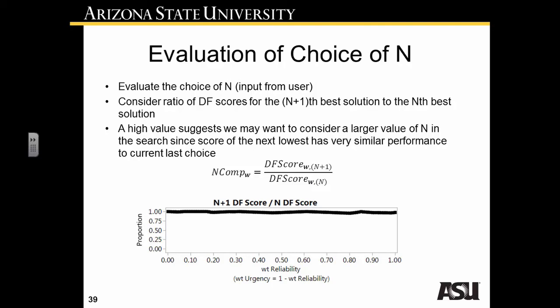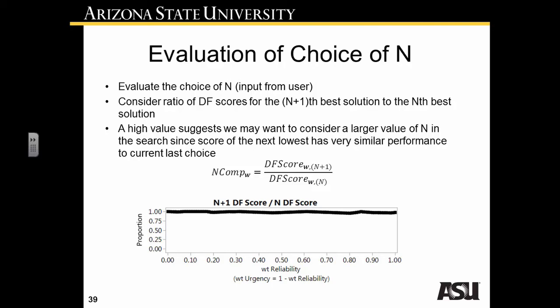So this n comparison plot is shown here. Ideally, if we have a good choice of n, we would see lower values across our weight combinations. In this example, we had some 5th best solutions that perform very similarly to the 4th best solution. So we may want to run our algorithm and say, what would happen if we wanted the top 5 subpopulations? How different would our solution set change?